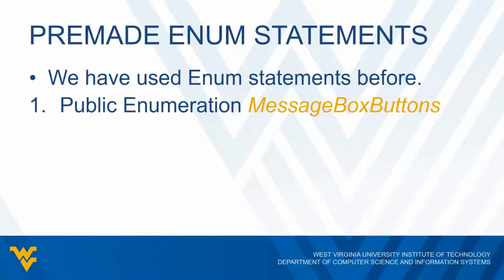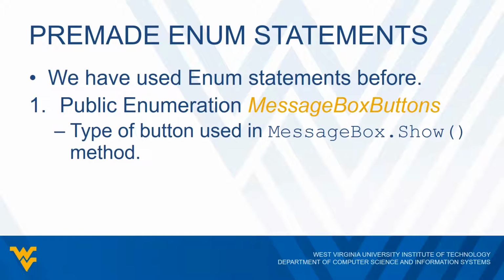And if you remember, the way that worked is this was the type of button that was used in our MessageBox.Show method. For example, we can display yes or no buttons, or OK cancel buttons, or other types of buttons. But we had a fixed number of possible buttons that we can include in the MessageBox.Show method. So therefore, MessageBoxButtons is actually an enumeration type.